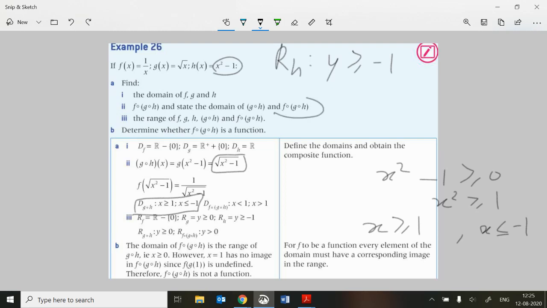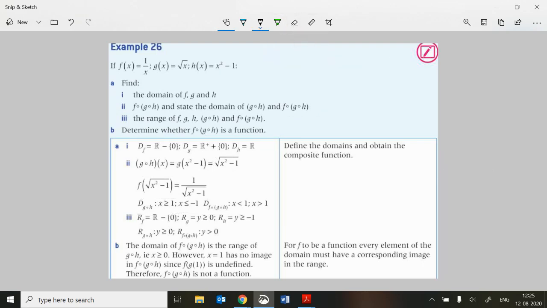Right, so for f of g of h, let's go on to f of g of h. Now, in terms of the natural domain of f of g of h, for this one here, what are we allowed to put in for this function? Well, we've got to put positive numbers into square roots. So again, it's got to be greater than or equal to 1 or less than or equal to -1.